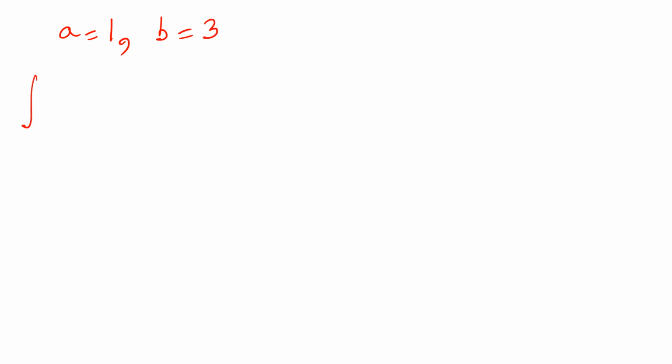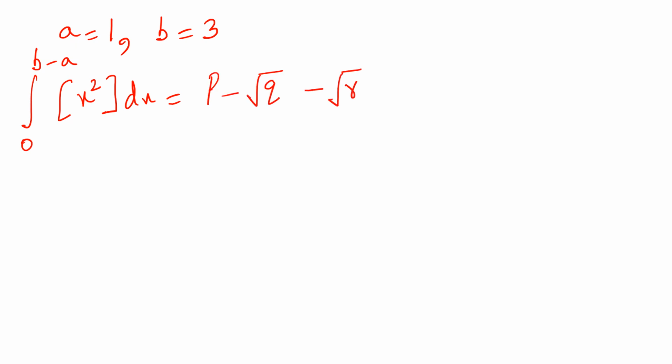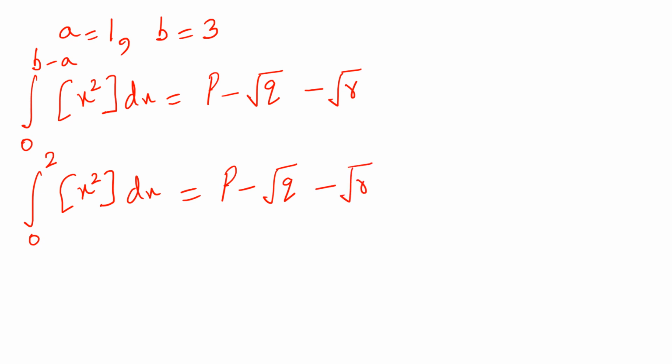And in the question, it is given that integral 0 to b minus a GIF of x square dx is equal to p minus square root of q minus square root of r. So that means integral 0 to 2 GIF of x square dx is equal to p minus square root of q minus square root of r. Now students, we will find the numerical value of this integral.